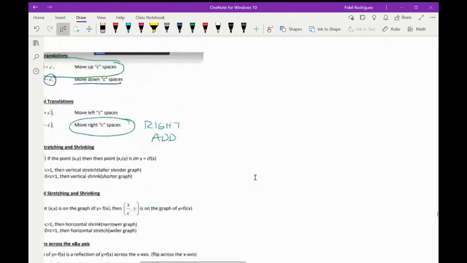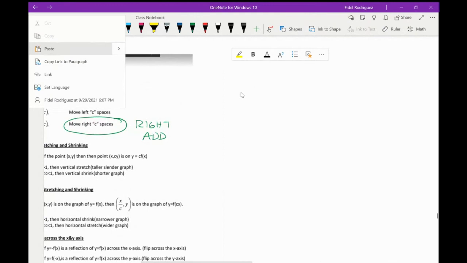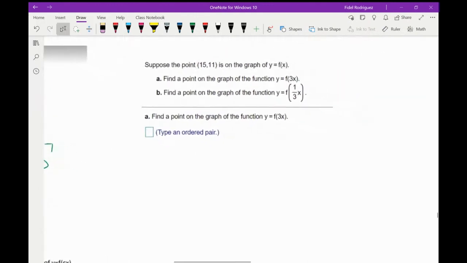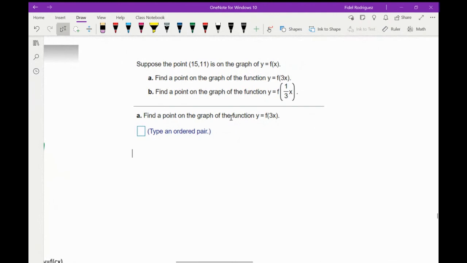And what I'm going to do, I'm going to try to put it over here, kind of next to it. Okay, so guys, this is a problem I took directly from the homework. And I want you to notice what it says. It says, suppose the point (15, 11) is on the graph y equals f of x. So the directions, there's 2 parts. It says, find the point that's on the graph of the function y equals f of 3x.